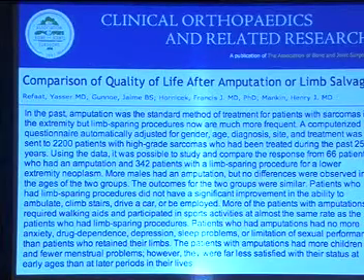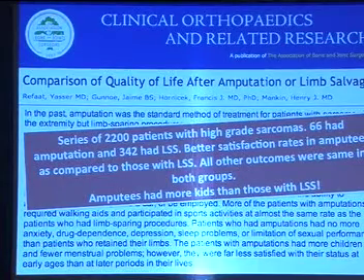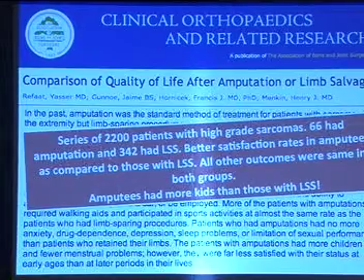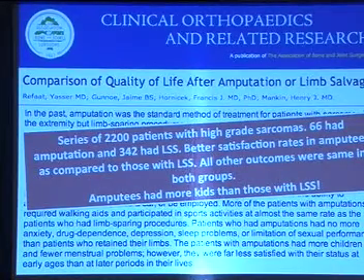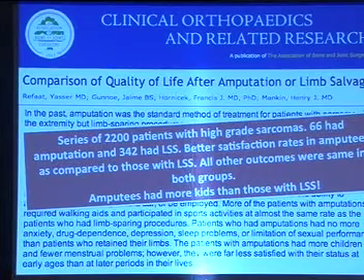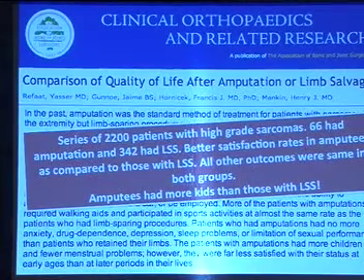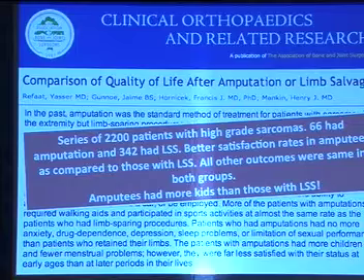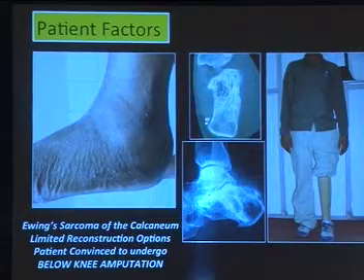Another paper, comparison of quality of life after amputation and limb salvage. This was a very big series. 2,200 patients appeared in the CORR with high-grade sarcomas. 66 had amputation, 342 had limb salvage. Very big, significant group of limb salvage patients. And there was better satisfaction rate in the amputees as compared to those with limb salvage surgery. All other outcomes are the same in both the groups. In fact, it was a bit funny that amputees had more kids than those with limb salvage surgery. So limb salvage surgery is definitely not off the shelf.